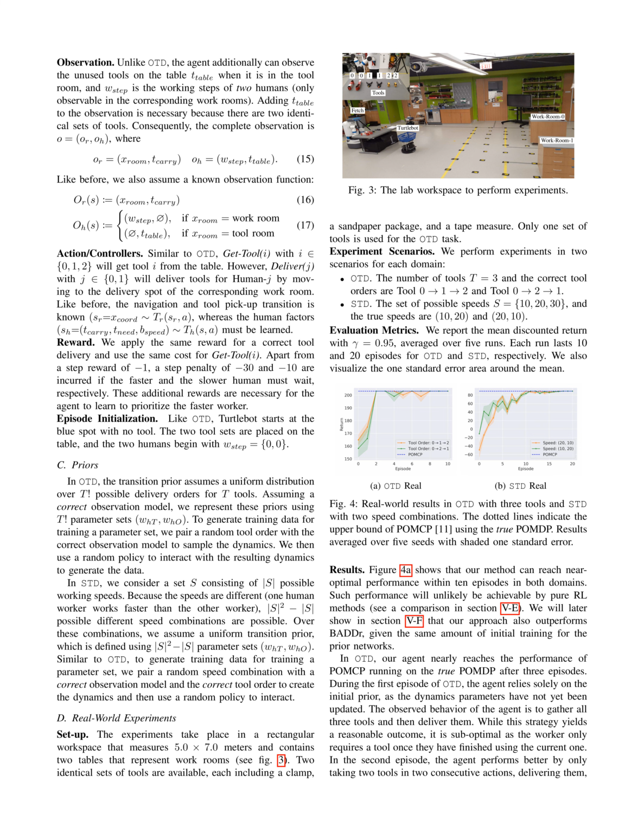TSA must be learned. Reward. We apply the same reward for a correct tool delivery and use the same cost for get tool I. Apart from a step reward of -1, a step penalty of -30 and -10 are incurred if the faster and the slower human must wait, respectively. These additional rewards are necessary for the agent to learn to prioritize the faster worker.